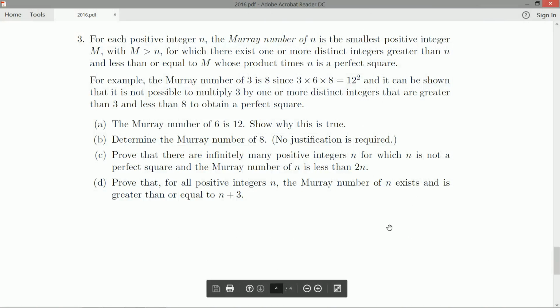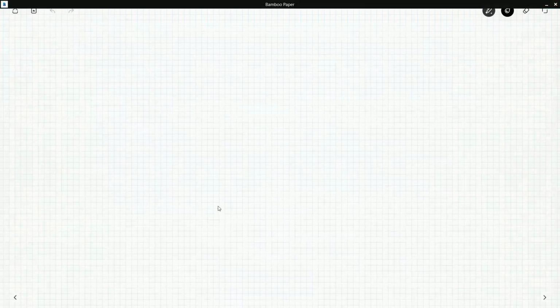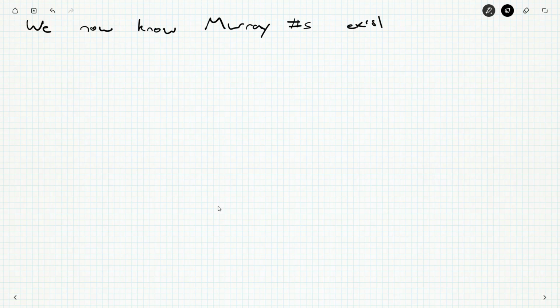And what's the other thing? We have to show that a Murray number is greater than or equal to n plus 3. Now, if you couldn't do that first bit, you would say, assuming Murray numbers exist, let's show that it has to be at least n plus 3. That way, if you get stuck, you can do the other half and still get some of the marks. But now we know, because of what we actually did, we now know Murray numbers exist.